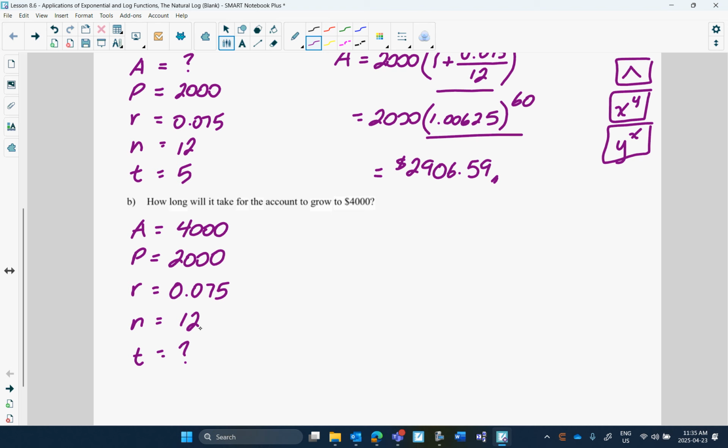So using my formula, instead of A, I write 4,000. Instead of P, I write 2,000. 1 plus, instead of R, I write 0.075 divided by, instead of N, I write 12. Raised to the 12 times T.